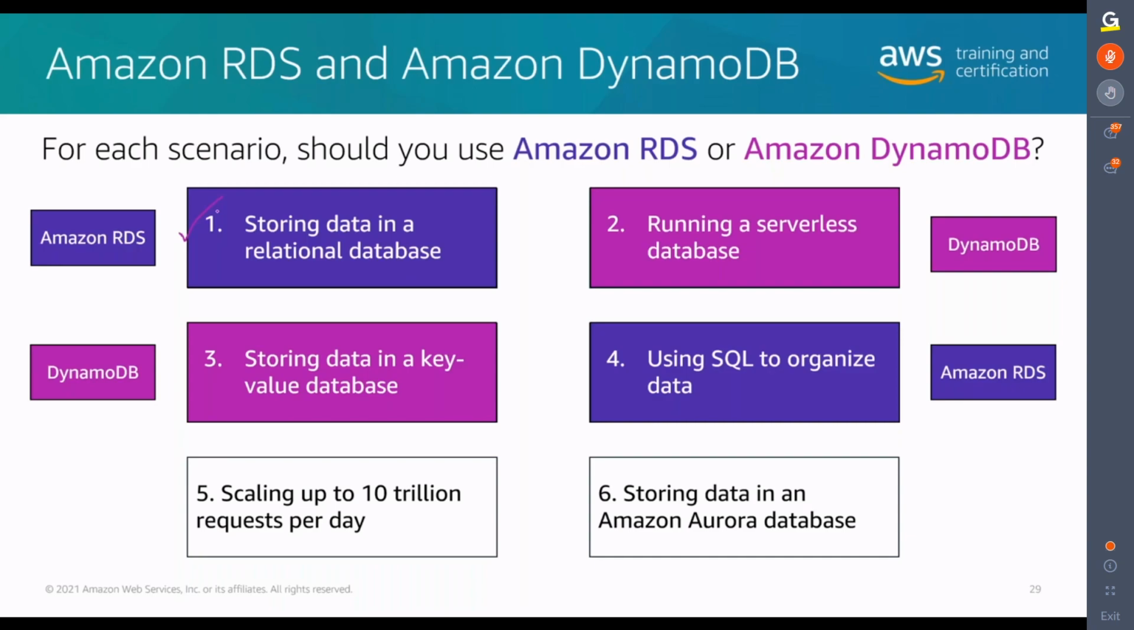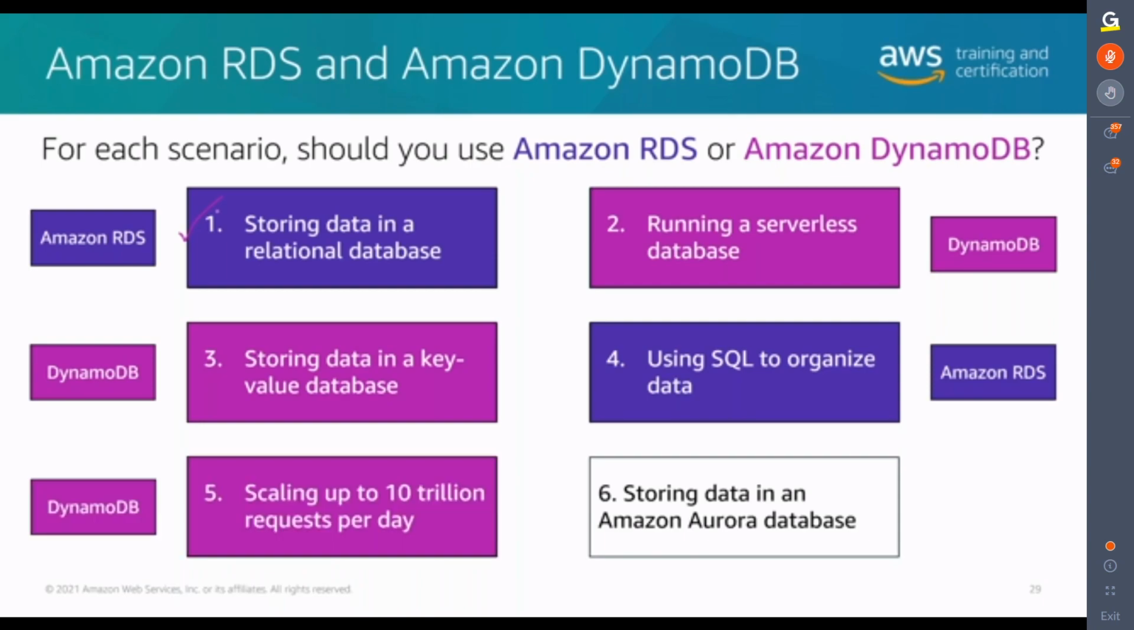All right, scaling up to 10 trillion requests per day. We're going on to number 5 now. 10 trillion requests per day. Which one can do it? All right, I like what I'm seeing. I'm seeing a lot of DynamoDB, and you are correct.